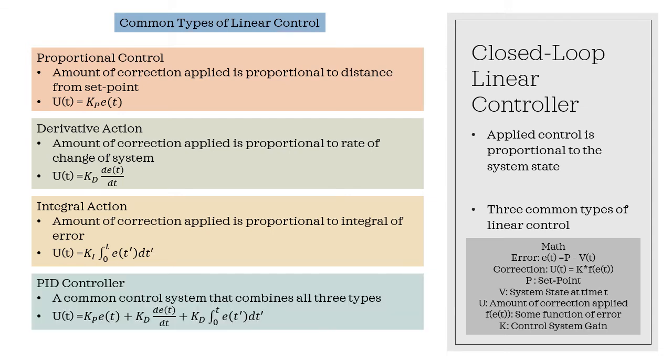Now, all three of these are often combined together into what's called a PID controller, or a proportional integral derivative controller. And in this one, our correction is proportional to all three types of action. Now, why do we do this? Because each of these three types, proportional, derivative, or integral, have their own drawbacks. But if you combine them together, the strengths of one type can override the weaknesses of the other.